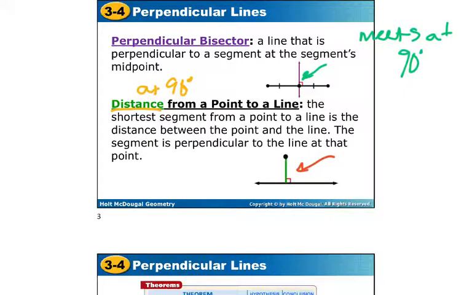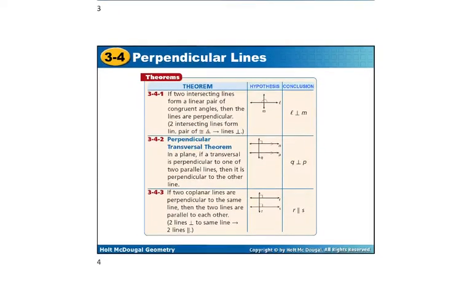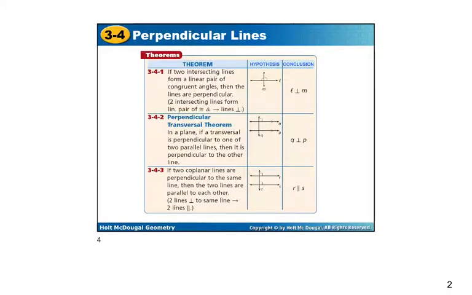It's just a length. So officially, it's the shortest segment from a point to a line, and it's the distance between the point and that line. So whatever that length happens to be. And the segment, of course, is perpendicular to the line at that point. So using this knowledge here, we'll take a look at a few theorems.